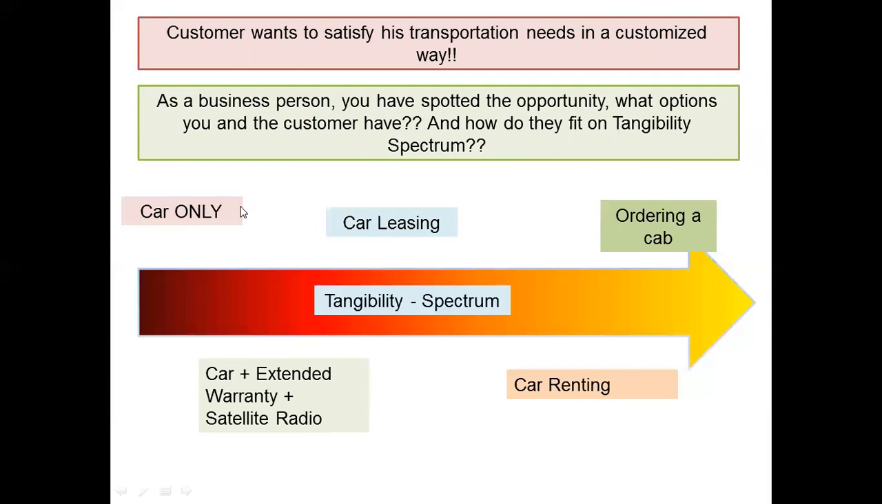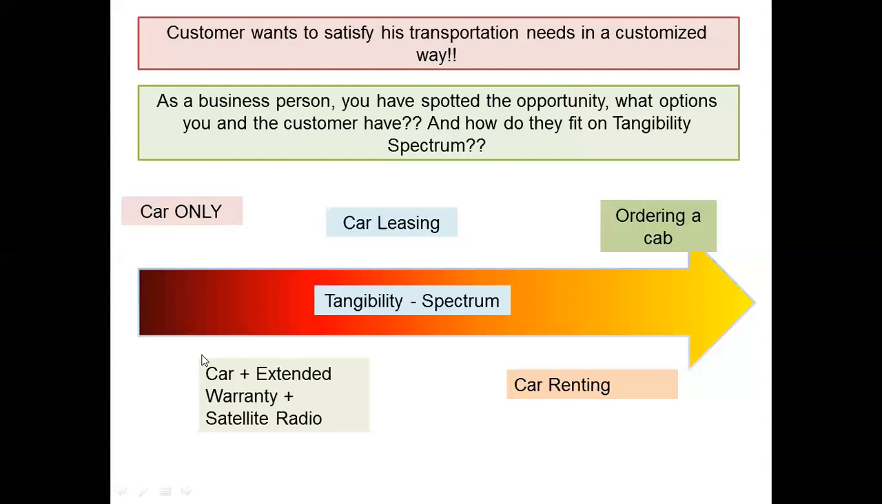If we look at it from the customer perspective, he will start with buying a car. Say he buys a used car, and there is no guarantee or warranty or post-sale service or any liability on the seller. He is only buying a car. It is a pure product, a pure good. So we are on this edge of the spectrum.